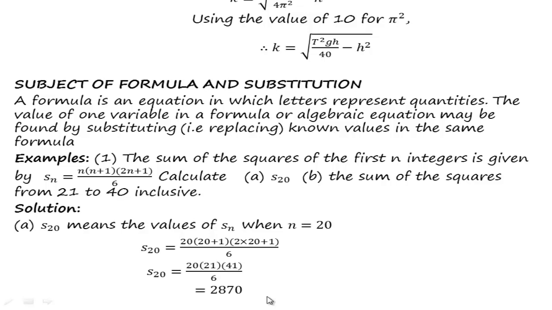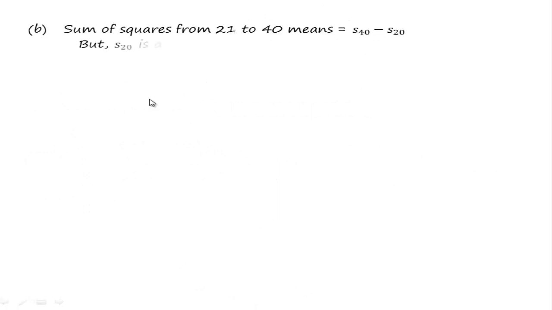Now let's go to B. They are saying that you want to get the answer starting from n equals 21 to n equals 40. Are you getting it? Meanwhile, n equals 20 is here already. That means you can just do n equals 40 and remove n equals 20, and you get the range from 21 to 40. Very simple.